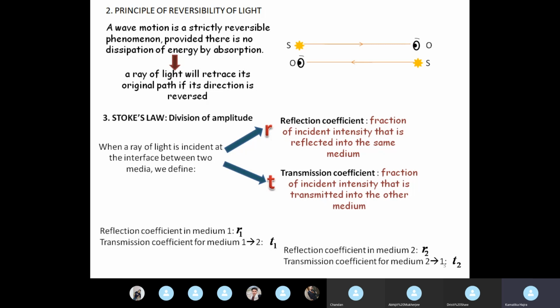So as you can understand, small r and small t are dependent on the medium, and the transmission is also dependent on the direction of motion of light. If it travels from 1 to 2, you will get one value of t. If it travels from 2 to 1, you will get another value of t. Clear? Okay.